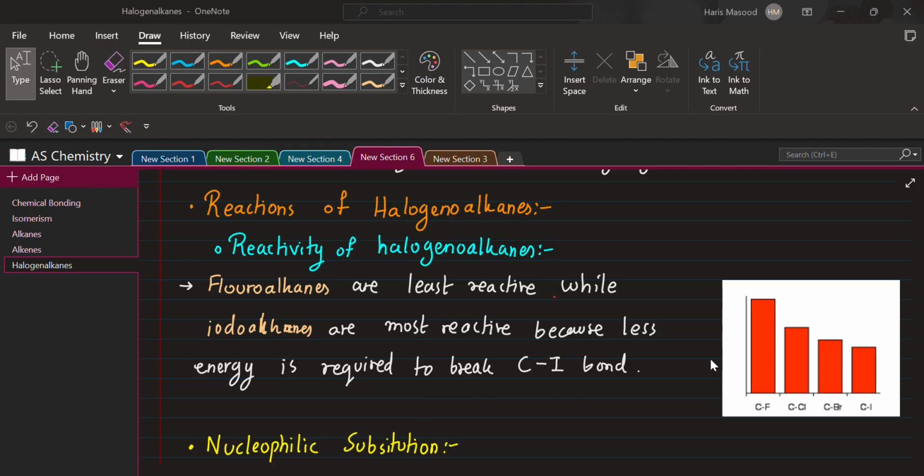Okay, now looking into the graph, we see the carbon to fluorine bond energy is highest, then chlorine, then bromine and iodine. What does this tell us? That fluoroalkanes, the organic compounds in which fluorine is attached, are least reactive, while iodoalkanes are most reactive because less energy is required to break the C-I bond.